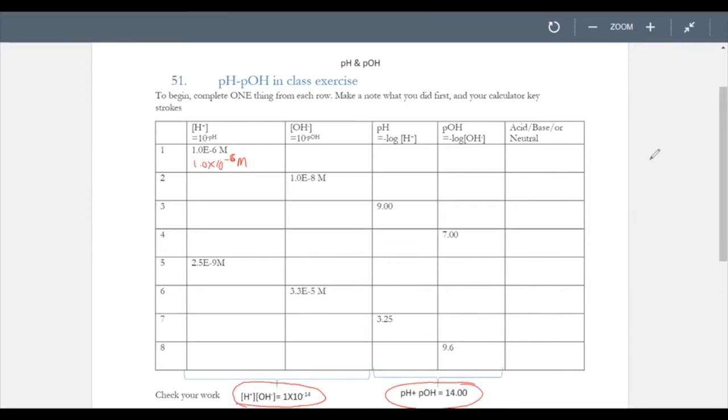So now let's look at this. The first question over here is hydrogen ion, the hydrogen ion concentration is given here. Now you need to find the hydroxide ion concentration. So how are we going to do this? So you're going to use this equation. If you know this, you can figure that out.